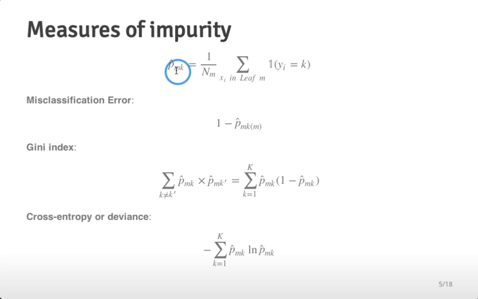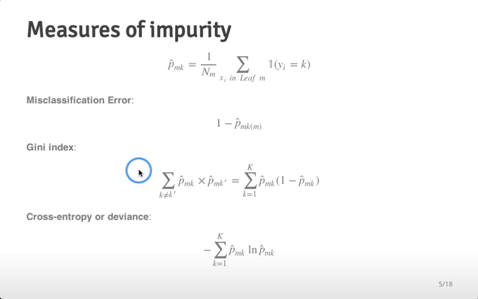So what this p hat is, it's the fraction of the variables, or sorry, the fraction of observations that you've assigned to group M that have outcome k. That's all that this equation means. So the misclassification error is just 1 minus that number. In other words, if you have a group where all of the observations have exactly one outcome, then the misclassification error in that group is equal to 0 because the fraction is equal to 1. All of the observations correspond to one particular group.